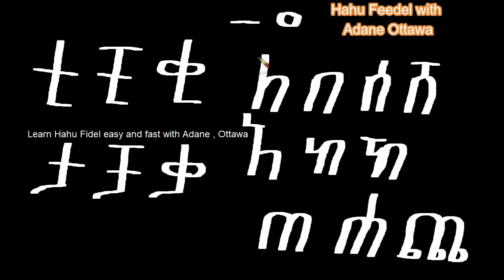So this line comes here. We just extend this, drag it down, and drag this one to make the a sound. For all Hahu Fidels that are two- and three-legged, we do this to make the a sound. La, ba, sa, sha. This is a, and this is ka, and this is ha, and this is of course ta, and this is ha, and this is okay.